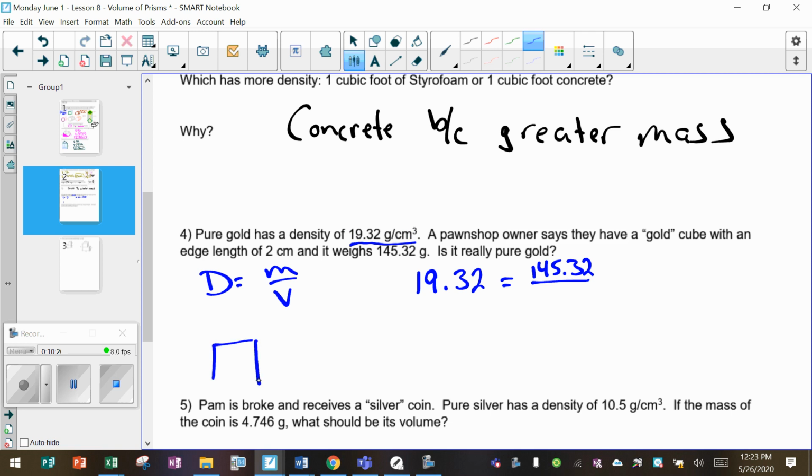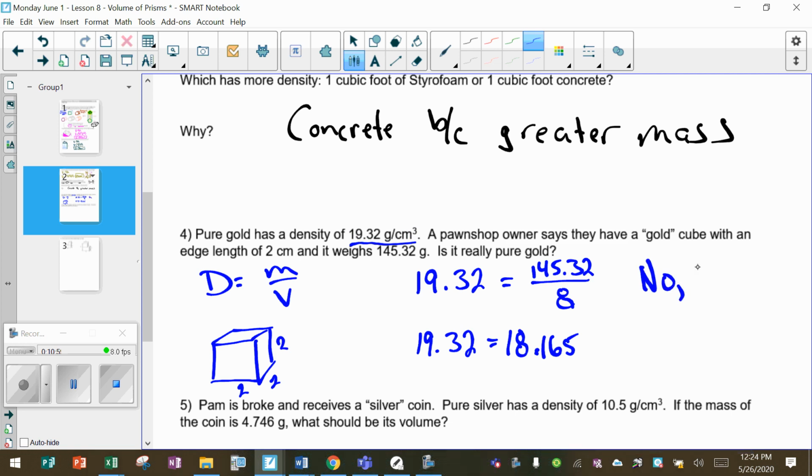And if it's a cube with an edge length of 2, then we can get the volume, and we can determine whether this is truly pure gold by testing the density and see if it comes out correctly. So if I do this 145.32 divided by 8, we get 18.165 and not 19.32. So the answer, is it pure gold? No, because the size and the weight does not give us the same density as pure gold.